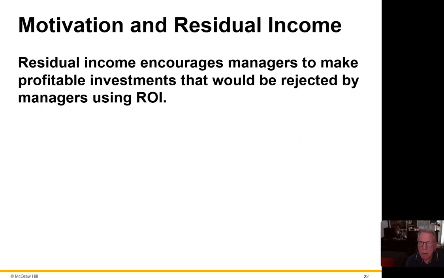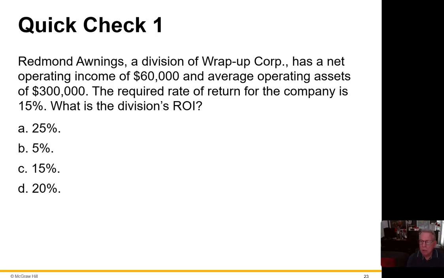So residual income encourages managers to make profitable investments that would perhaps be rejected by managers using a simple ROI formula. Let's look at Redmond Awnings here, a division of Wrap-Up Corporation, and it has a net operating income of $60,000 and average operating assets of $300,000. The required rate of return for the company is 15%. What is the division's ROI? Okay, I'll give you a second to compute that.